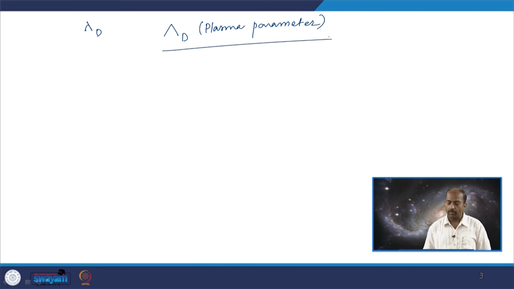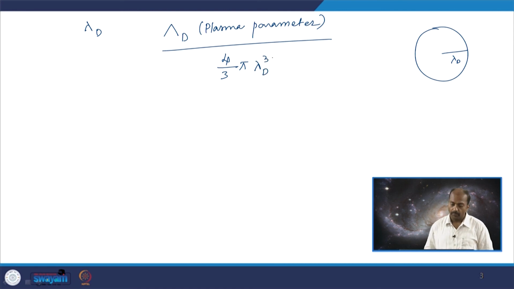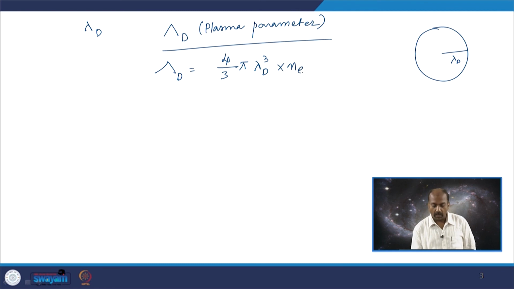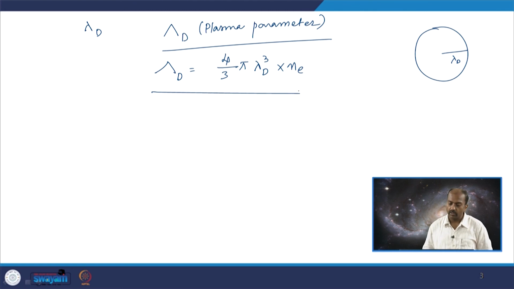What is the importance of this plasma parameter? If you have a sphere of radius lambda d, the volume of that particular sphere is going to be 4 by 3 pi lambda d cube. So, this is the volume. The number of particles in this spherical volume of radius equal to Debye's length is going to be the plasma parameter. So, n is the number of particles per unit volume, and you are multiplying with the volume itself, which will give you the number of particles present in a sphere which has the radius equal to Debye's length. So, the plasma parameter is a very important characteristic of the plasma.